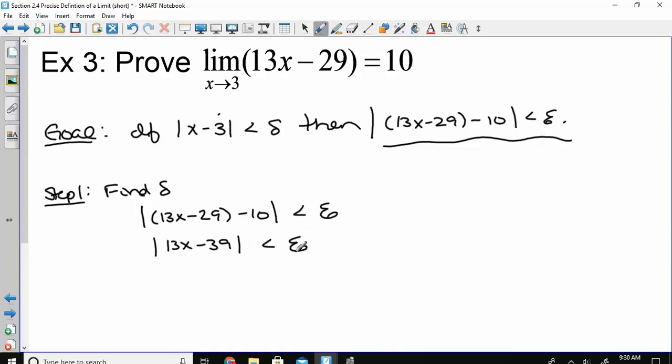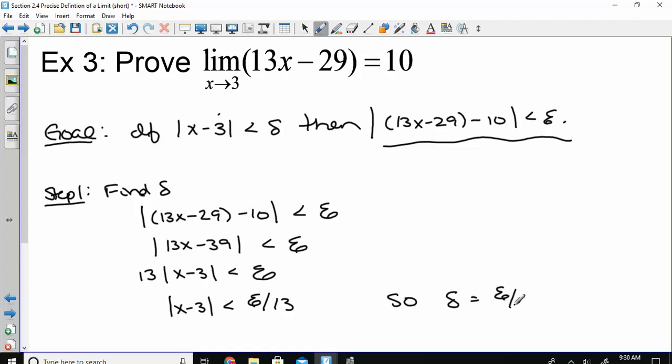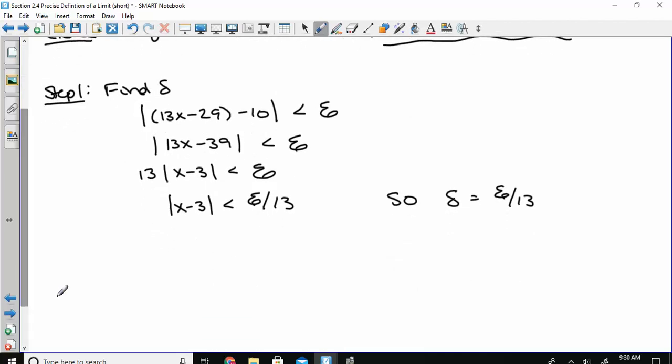So if you work inside that absolute value, you get 13x minus 39. So that's less than epsilon. What can you do now? Take out 13, it's positive, so it comes all the way out. And then what should I do? Divide the 13. So that means I want my delta to be epsilon over 13.